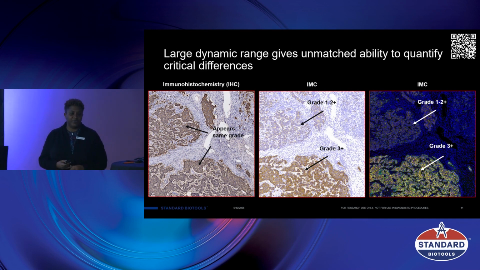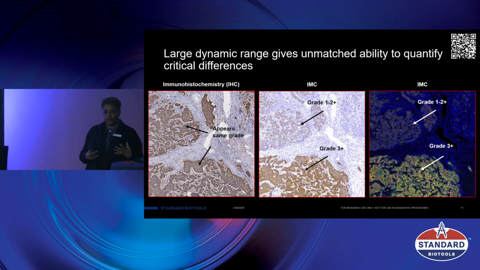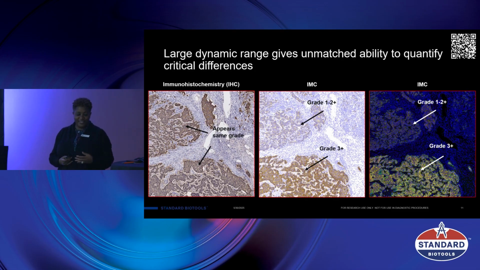You can see that when you're staining with IHC, both of them appear the same grade. There's no real difference that you can see, and this is due to the limitation of the range of IHC. However, when you look at IMC images, you can clearly see there is a differential expression between those. This allows for sensitive detection for the patient, so you can have a more accurate targeted diagnosis when giving treatments, and this can help guide appropriate and tailored treatment options.